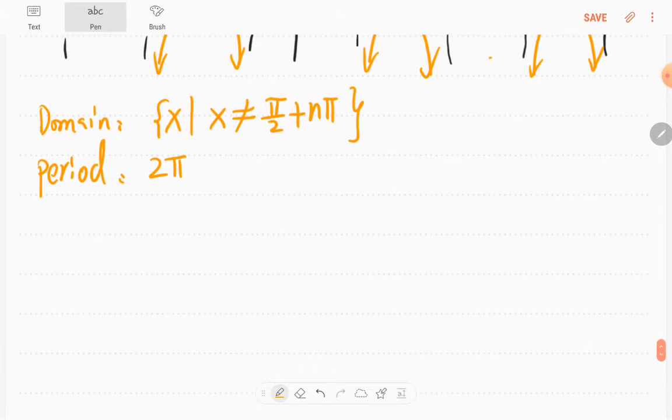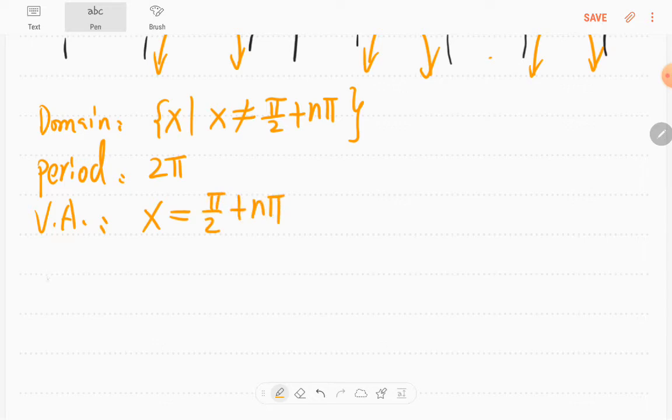The reason is it's 1 over cosine or 1 over sine. So cosine and sine, the period is 2 pi. So cosecant and secant would be 2 pi, also 2 pi. And we have the vertical asymptotes. We have infinitely many vertical asymptotes, x equals pi over 2 plus n pi.